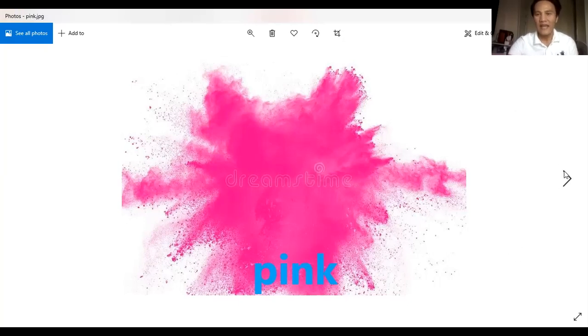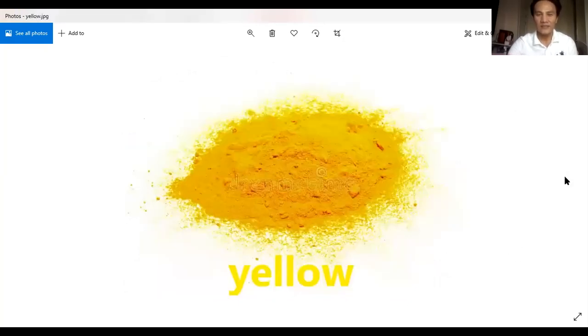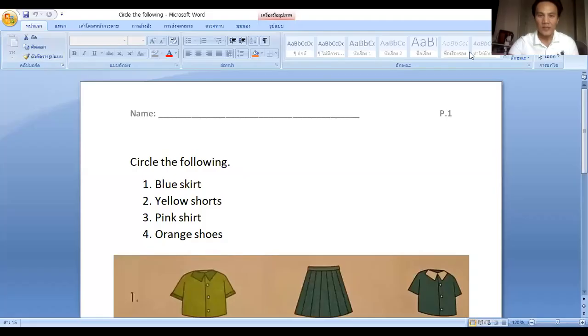Okay. Next color. What color is it? Again, what color is it? Very good. It's yellow. So you have remembered these colors. So let us proceed in answering that worksheet. Okay.